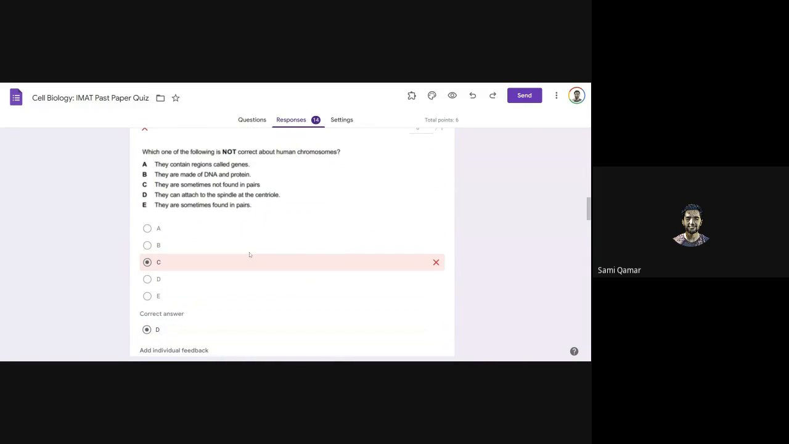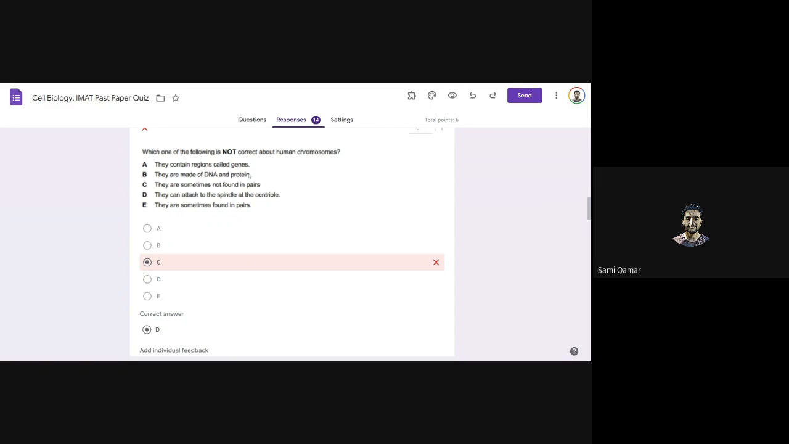Now let's move on to the second question. See here, which one of the following is not correct about human chromosomes? They contain regions called genes. Yeah, we know that they contain genes. This is true. So solving the question is just highlighting which is not correct. Yeah, they contain regions that are called genes.